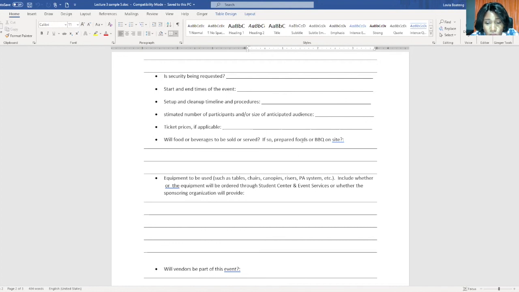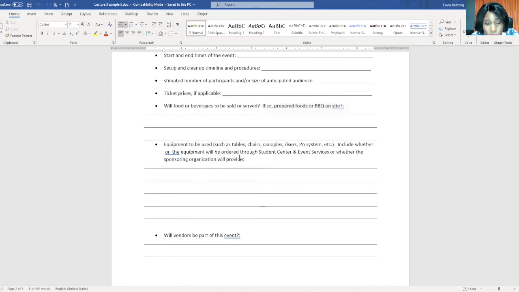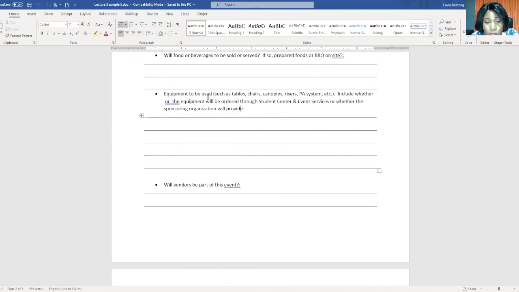If so, would it be prepared foods or will you barbecue on site? Because all these things come with their own levels of risk, right? You also have to talk about the equipment to be used. Will you be using tables, chairs, canopies, risers, PA systems, right? And you should include whether or not the equipment will be ordered through the Student Center and Event Services or the sponsoring organization will provide, right?